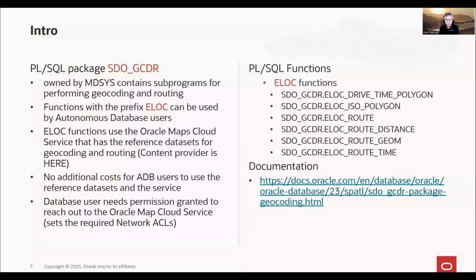Which are the functions we will be looking at? Everything that starts with ELOC, and here specifically those for computation of drive-time polygons, the isopolygons, and everything related to ELOC_ROUTE. For documentation purposes, you can find here the link to jump directly to the documentation to figure out what the signatures for those functions are, and explanations about the parameters used. I'm going to explain a little bit about the parameters, but you don't need to keep everything in mind. That's what you have the documentation for.